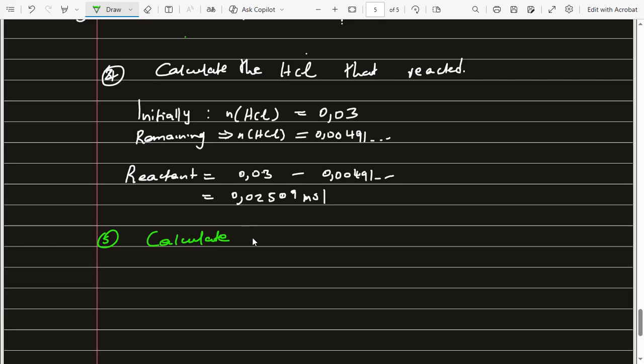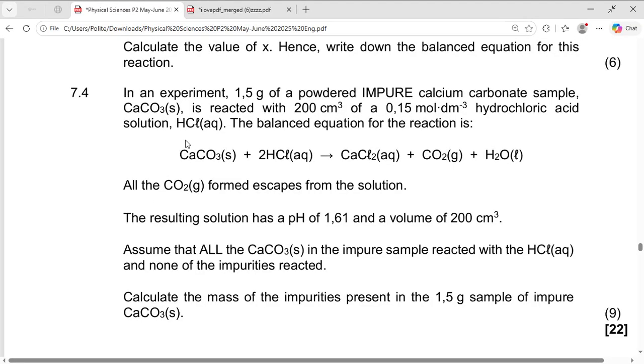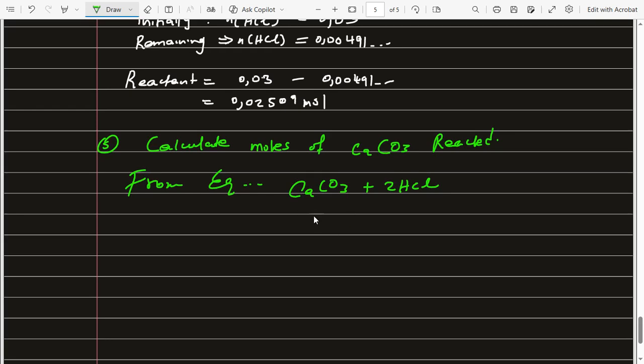I know there are too many steps here. Calculate the moles of the CaCO3 that reacted. So look at this. We were given an equation, CaCO3 plus 2HCl. I'm just going to go back up. This is the equation that I'm referring to. So what is the ratio? The ratio is 1:2. So I'm going to use this ratio to find the number of moles for that one. So the ratio, R for ratio, that's 1:2. So let me quickly work on that.